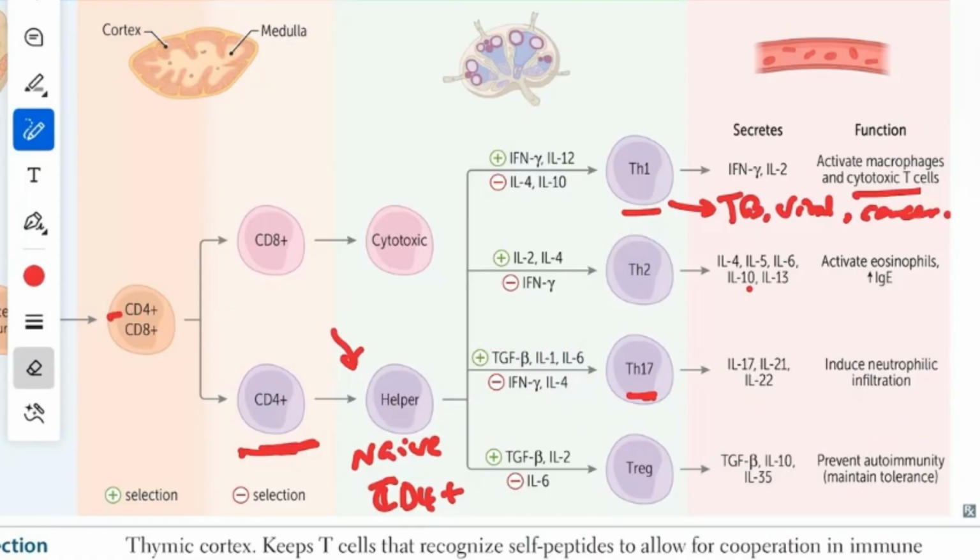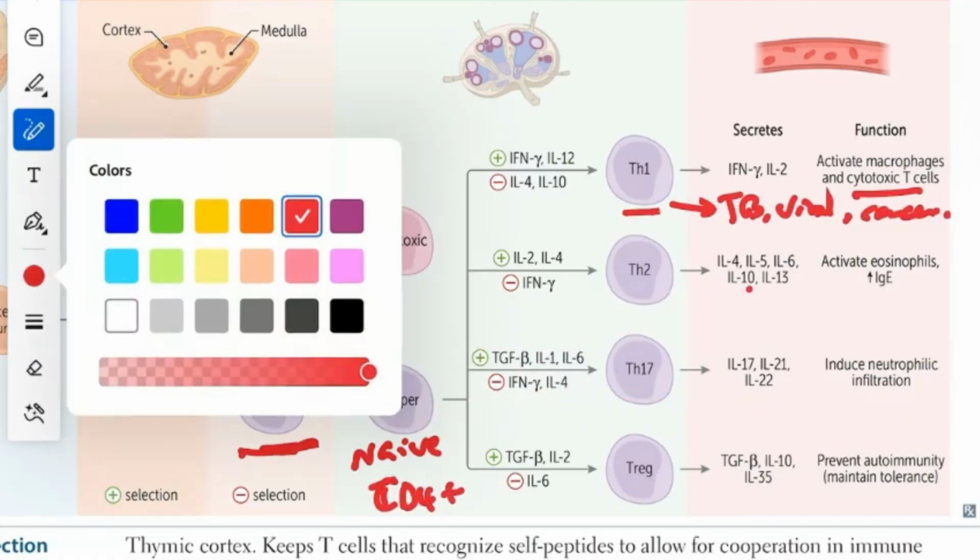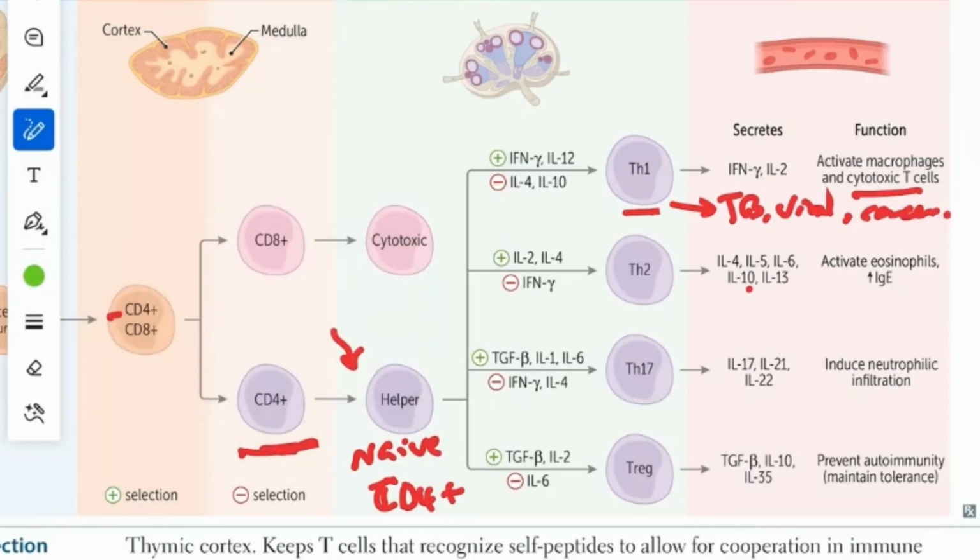Next, let's move to the last one. I can use a different color. The last one is the Treg. Remember I said earlier, the Treg can be produced during negative selection in the thymus. There are cells that react too strongly to self-antigen. They can either die by apoptosis or become Treg.